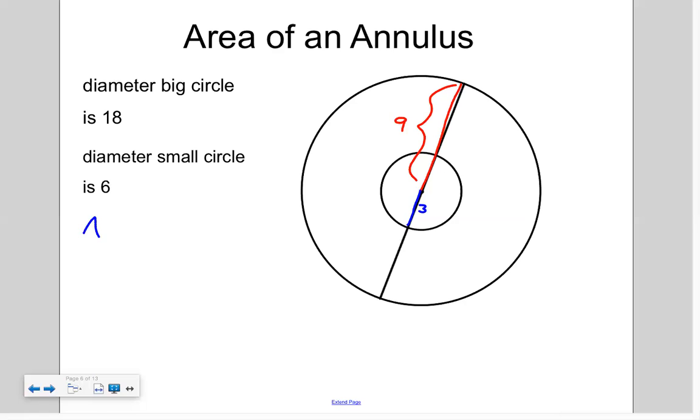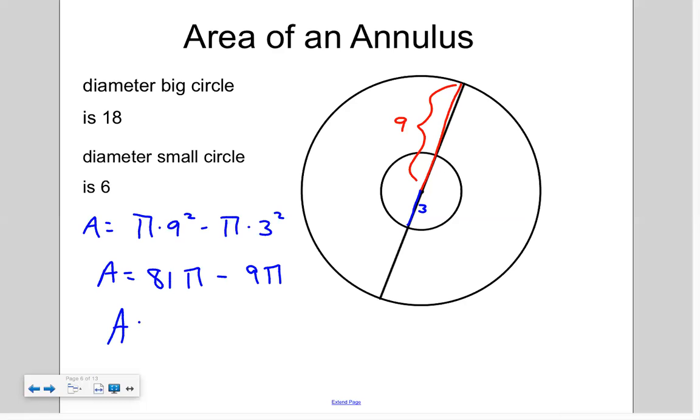So we're going to do area equals pi times 9 squared minus pi times 3 squared. 9 squared is 81, and 3 squared is 9. 81 minus 9 is 72. Again, I think with the annulus, if you can find the area of circles, finding the area of the annulus is pretty straightforward. I think you guys are going to be okay on that one.